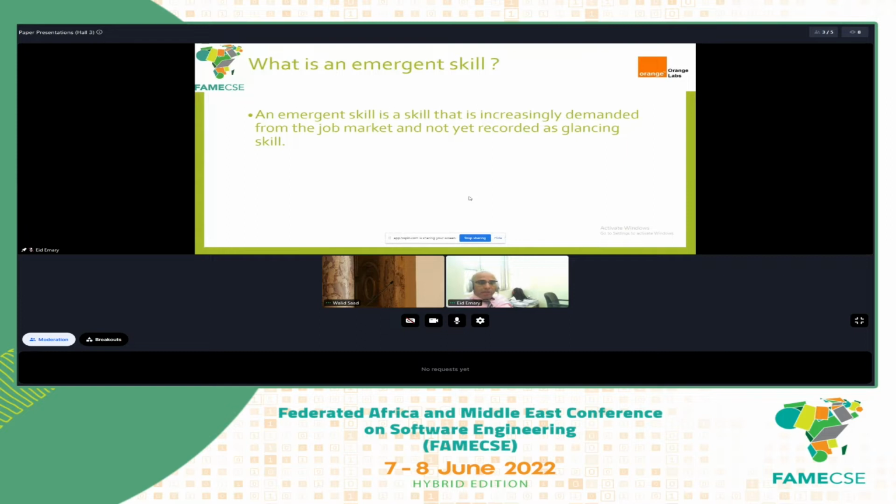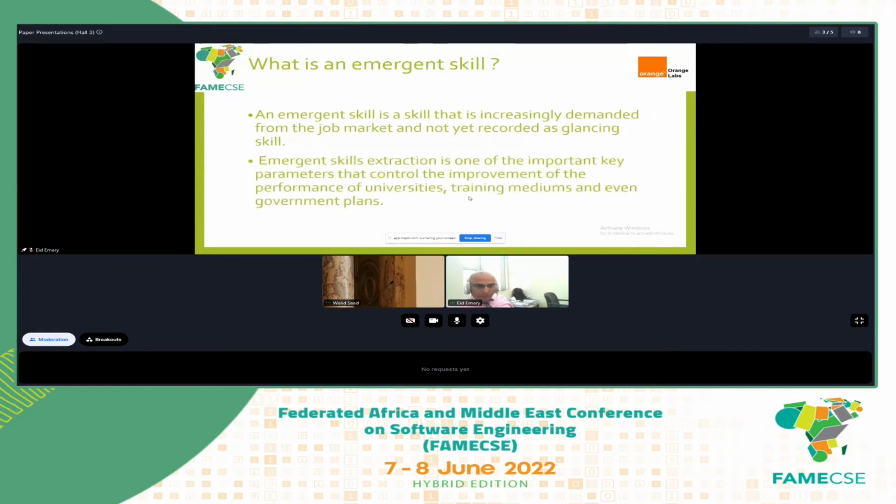Now let's go to what the word emergent skill means. An emergent skill is defined as a skill that is increasingly demanded in the job market and not yet recorded as an existing skill. So we are targeting these emergent skills so that we can enhance our planning for the future, especially for universities and training providers, so that they prepare their courses and their programs to reflect the market needs.